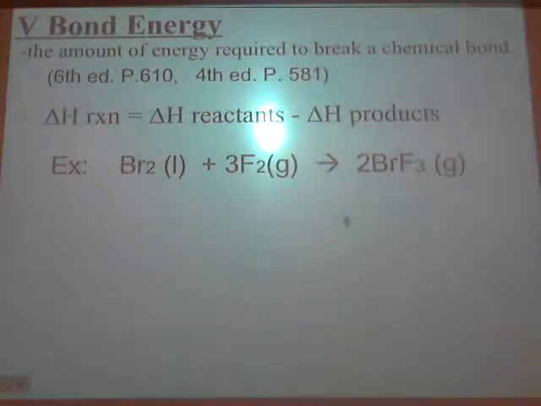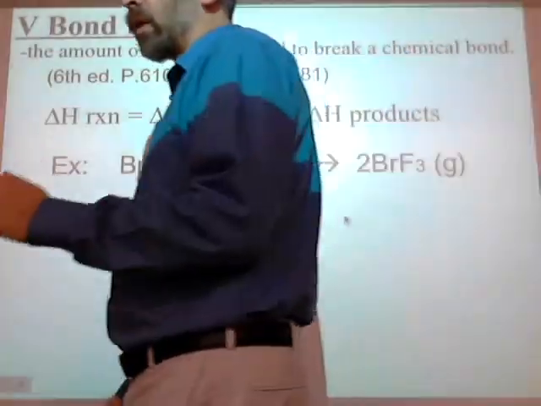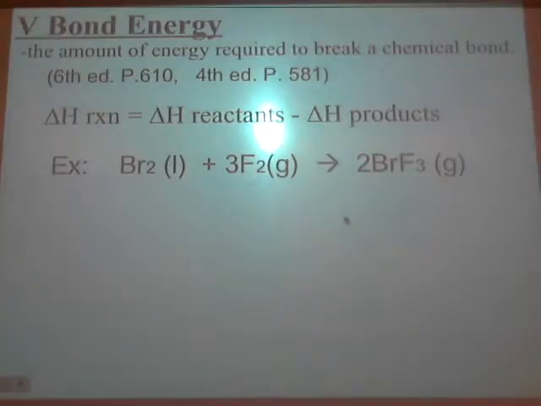Br2 plus 3F2 yields 2BrF3. There's something weird about the reactants. You can't necessarily do what you did in the previous ones, because here we're talking about each individual bond, not the actual compound. And that's a little strange.